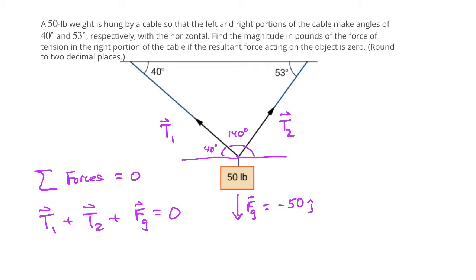So now, using what we just had, we can say that our T1 is going to be whatever our magnitude of T1 is, times the cosine of 140 degrees in the i direction, and the magnitude of T1 times the sine of 140 degrees in the j direction. Okay, and we can do the same thing now for T2.